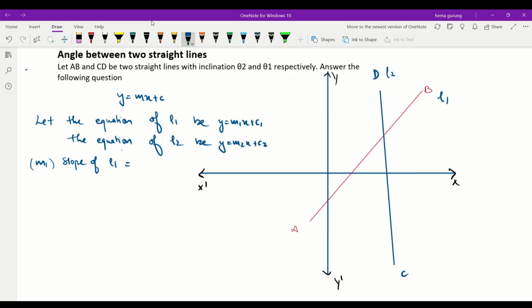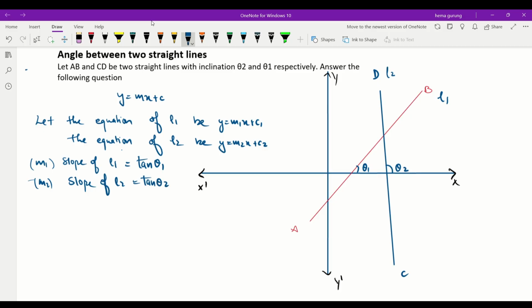If I consider this one as theta 1 and this one as theta 2, can I write the slope of line 1 as tan theta 1? I already said we will use the concept of slope here, where theta 1 is the angle between the line and the positive x-axis. Similarly, m2, the slope of line 2, is equal to tan theta 2.